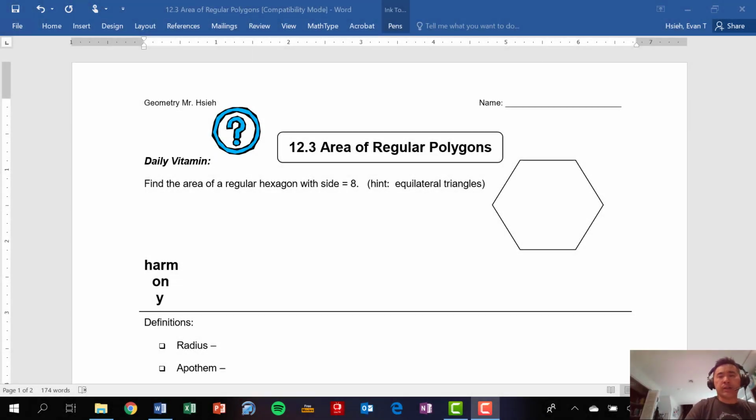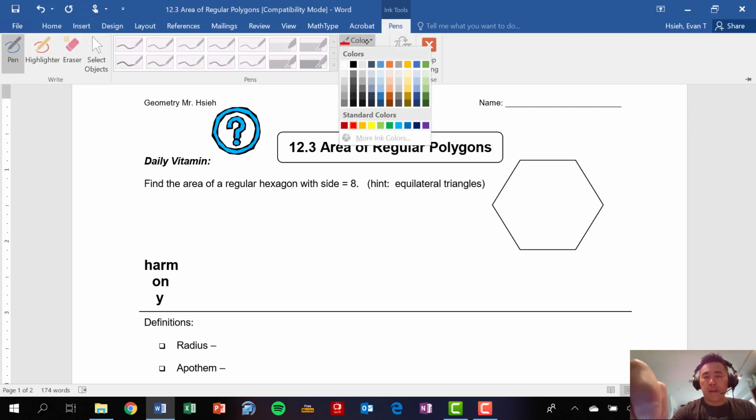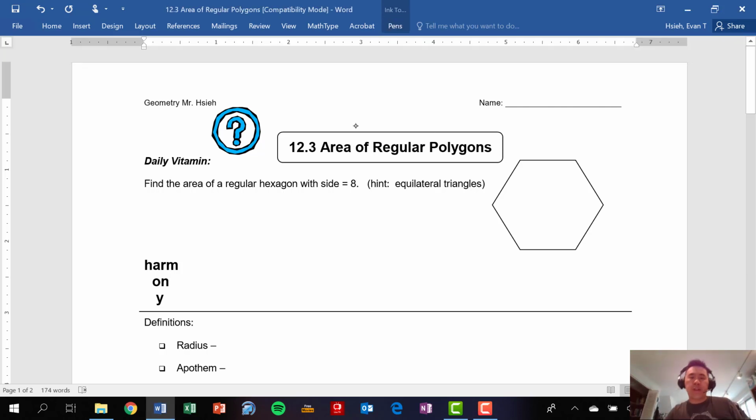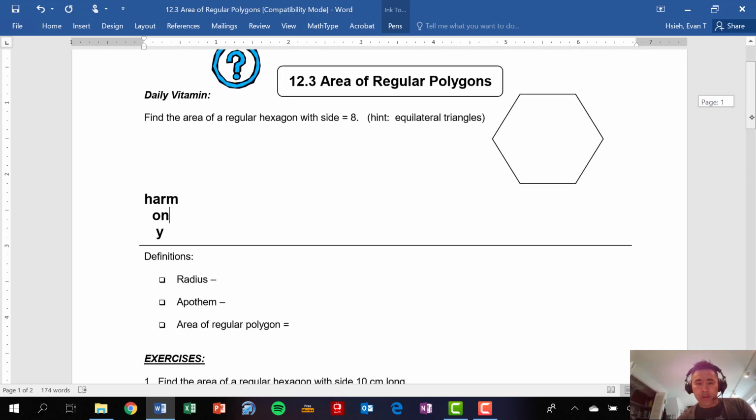All right, we're moving on to section 3 of chapter 12, and what we're going to do in this section is find the area of a specific type of shape, the regular polygon. Just to remind you, a regular polygon is a polygon that has the same angle measures and the same side lengths. Let's take a look at some definitions first.